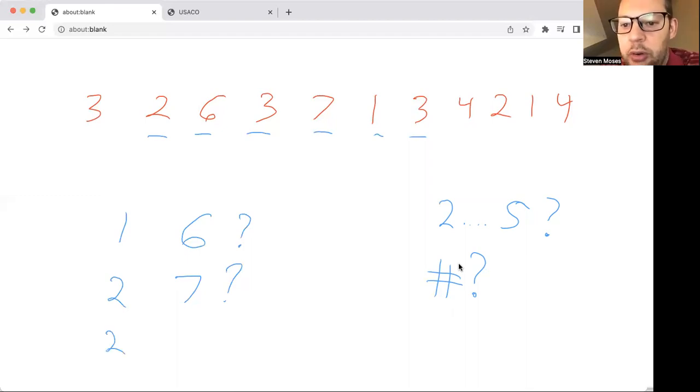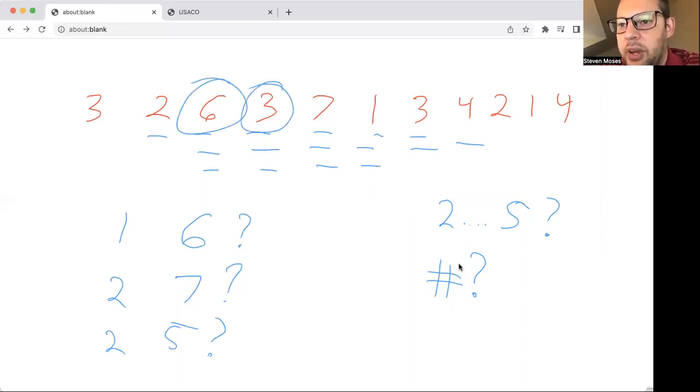What about 2 through 5? What does that add up to? Now, you'll notice that if we're doing that, we're repeatedly checking and adding the same indexes more than once. When we do 2 through 7, we're going to do 6 plus 3 plus 7 plus 1 plus 3 plus 4. When we do 2 through 5, we're going to do 6 plus 3 plus 7 plus 1. This is a lot of repetitive calculating because I've added 6 3 times, I've added 3 3 times, I've added 7 3 times, and I've added 1 3 times.